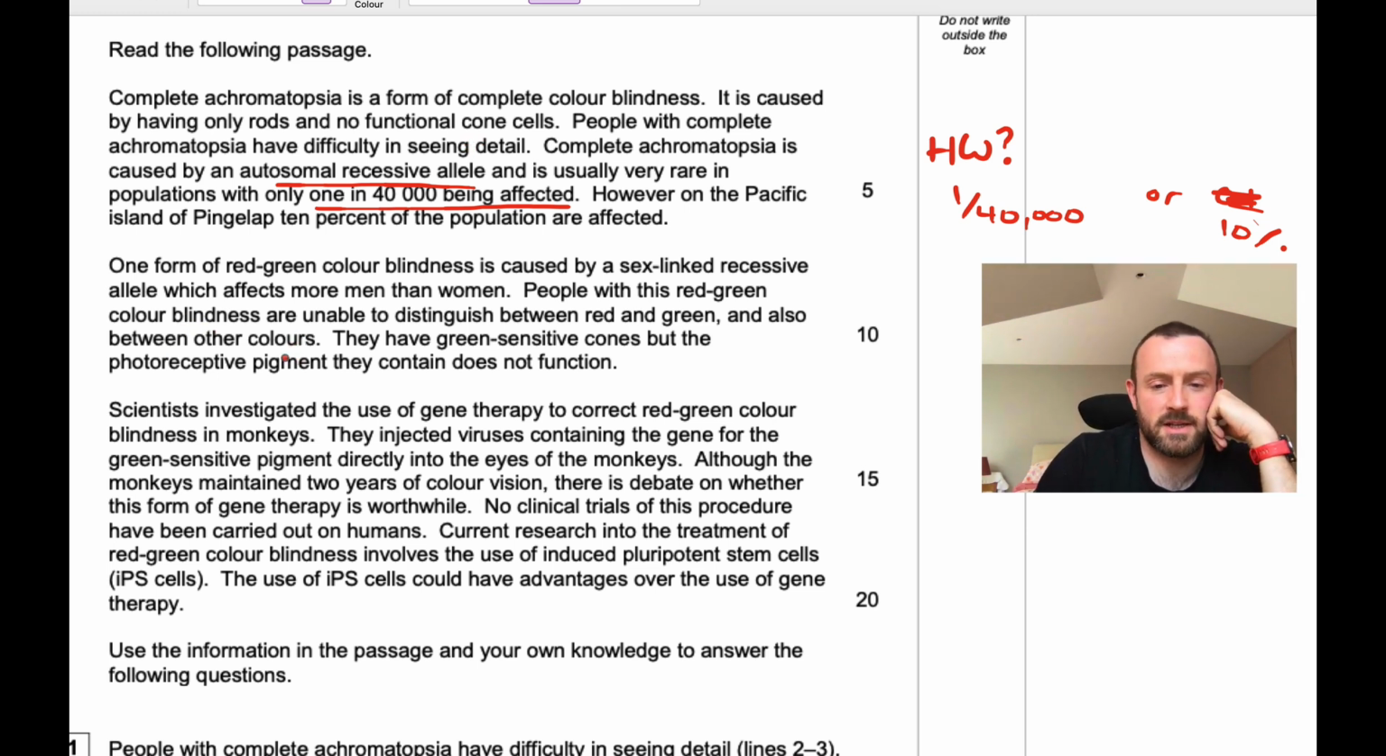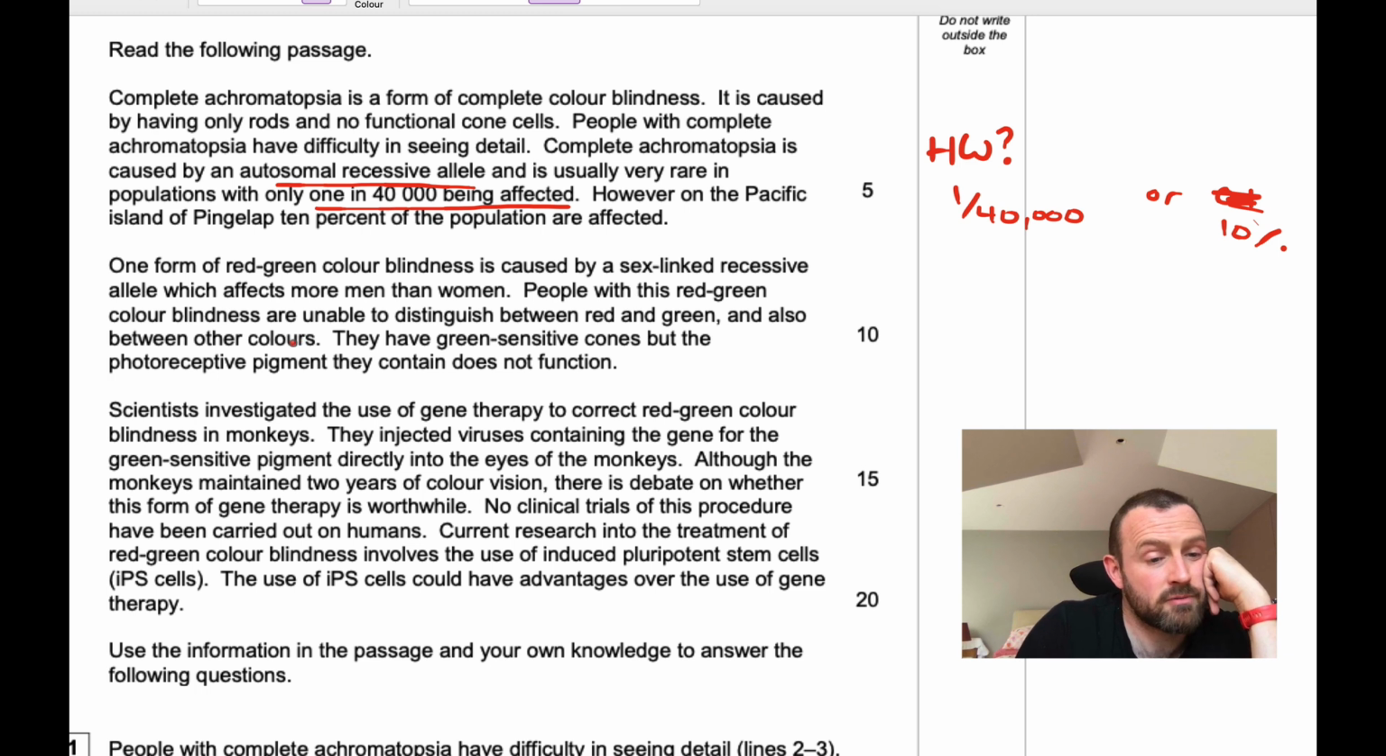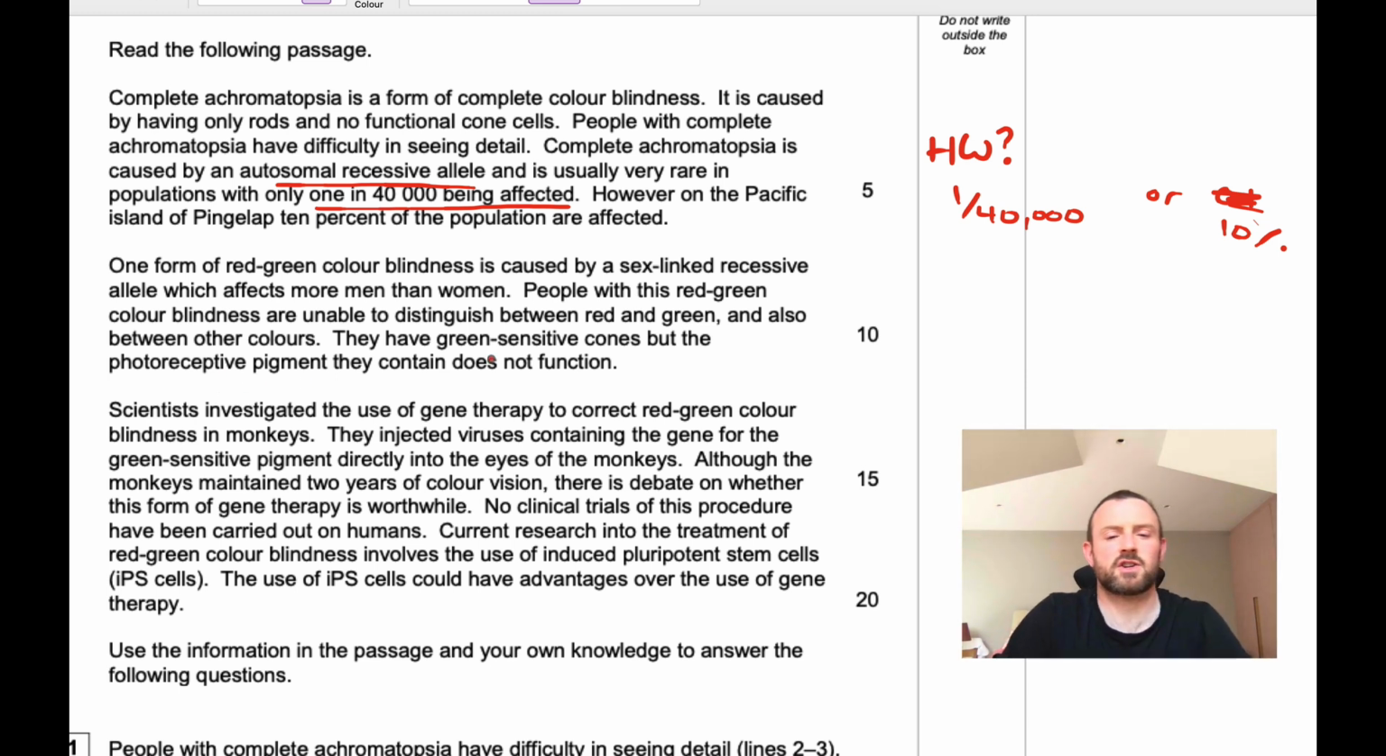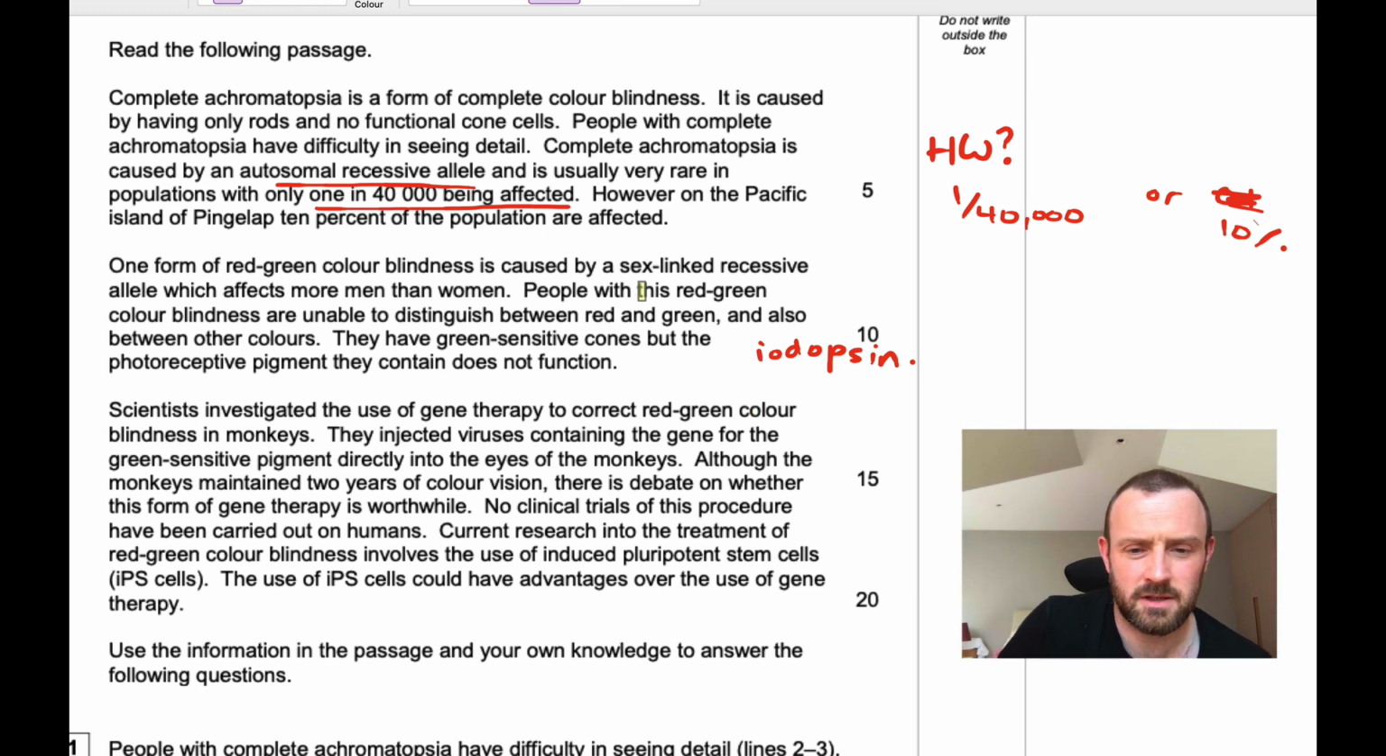One form of red-green color blindness is caused by a sex-linked recessive allele, which affects more men than women. People with this red-green color blindness are unable to distinguish between red and green, and also between other colors. They have green-sensitive cones, but the photoreceptive pigment they contain does not function. Okay, so this is the iodopsin. It isn't working in those green-sensitive cones, and this is sex-linked. So I'm going to highlight this. Sex-linked recessive, autosomal recessive. So we're looking at the difference between autosomal recessive conditions and sex-linked recessive conditions, potentially.